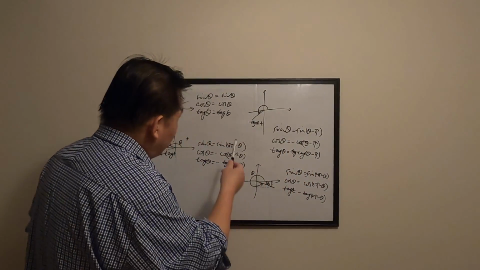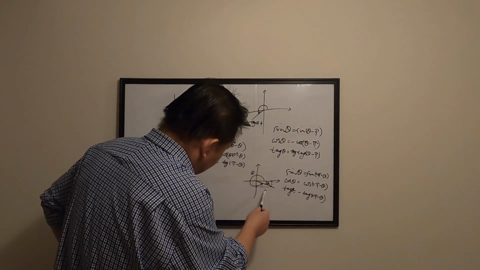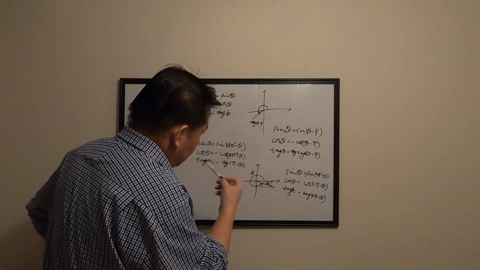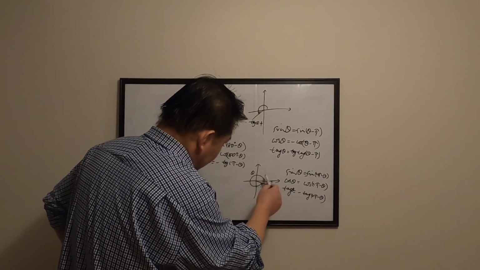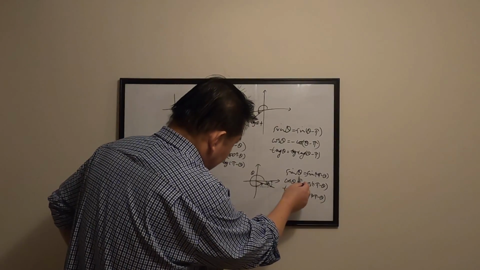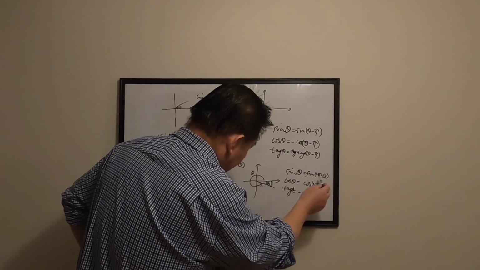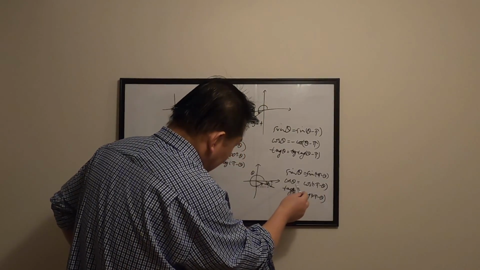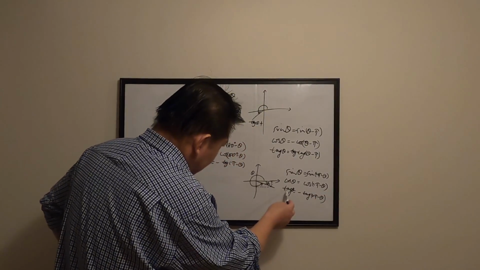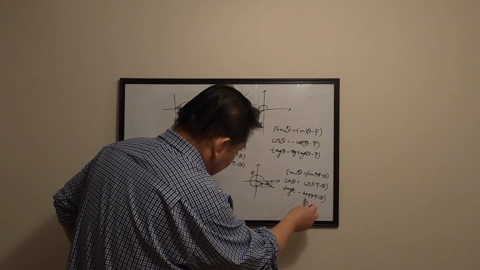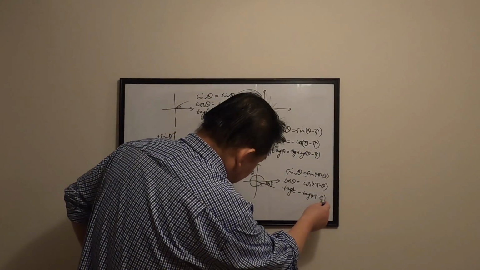So how to find another value in the fourth quadrant? Because in the fourth quadrant, only cosine is positive, the others are negative. So here, sin theta equals negative sin of 2 pi minus theta. Cosine theta equals cosine of 2 pi minus theta. Tangent theta equals negative tangent of 2 pi minus theta.